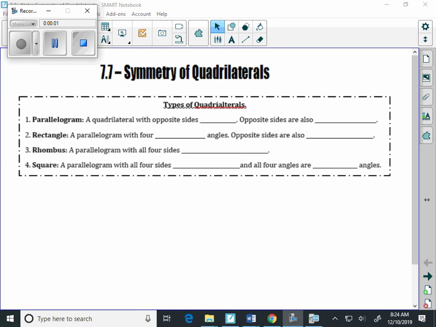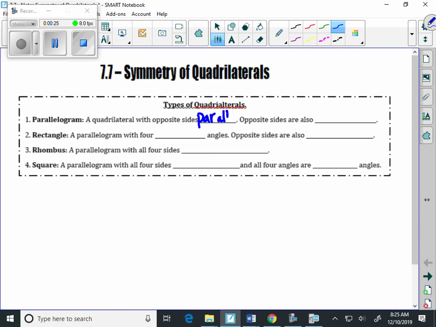So we're going to talk about symmetry of quadrilaterals today. And we need to go back and refresh our memory about a few characteristics with regard to parallelograms, rhombuses, squares, rectangles. Remember that a quadrilateral with opposite sides that are parallel is a parallelogram. And not only are they parallel, but they are also congruent. The sides are also congruent.